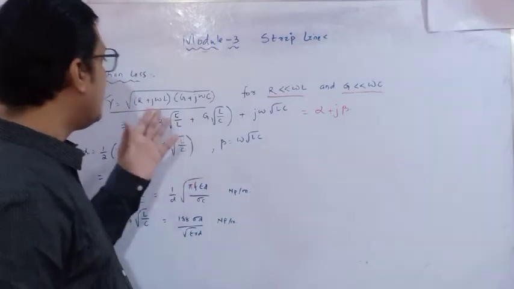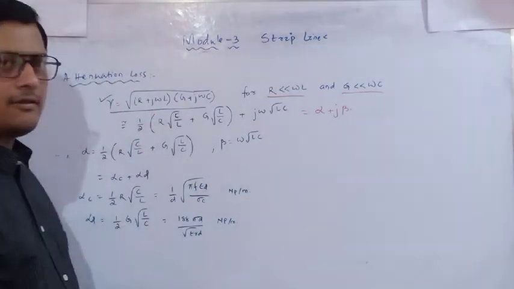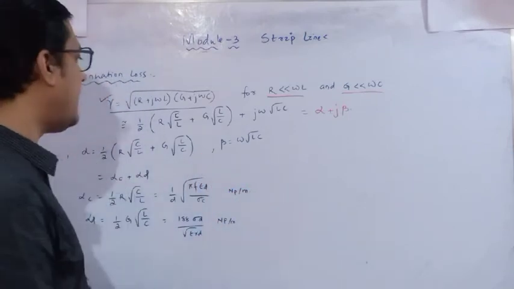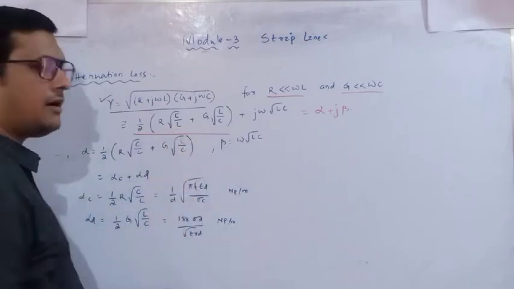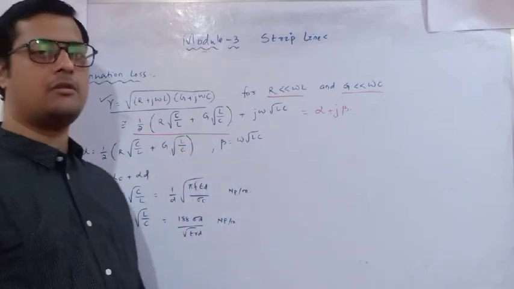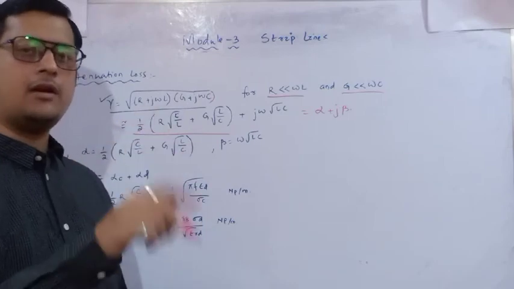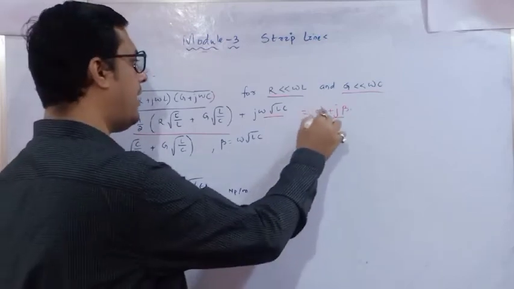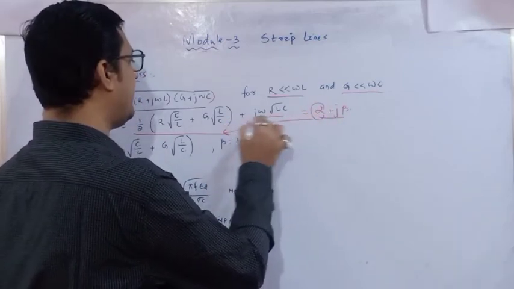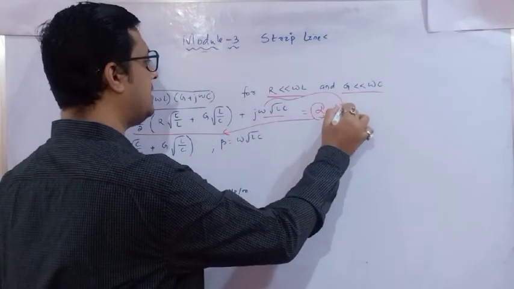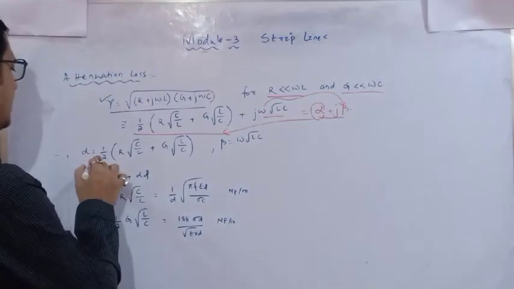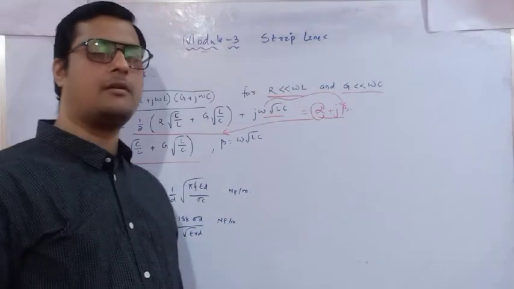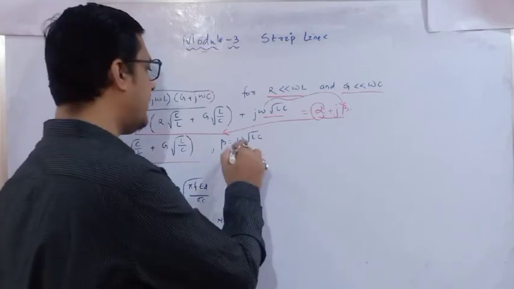Okay. Now if you take R and G as common and separate the imaginary part and the real part, then we have the real part as half of R root over of C by L plus G root over of L by C, plus j omega root over of LC. So if I compare this equation, this is alpha, and j omega root over of LC is the value of beta. So I have written alpha is equal to half of R root over of C by L plus G root over of L by C, and beta is equal to omega root over of LC.